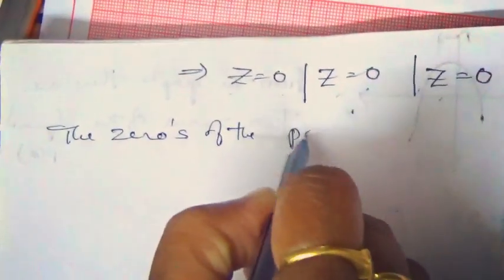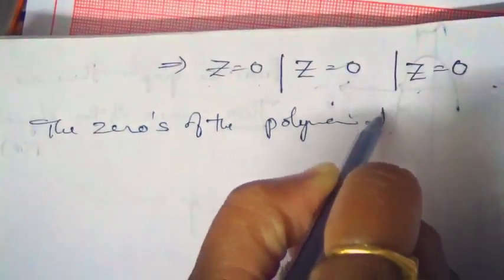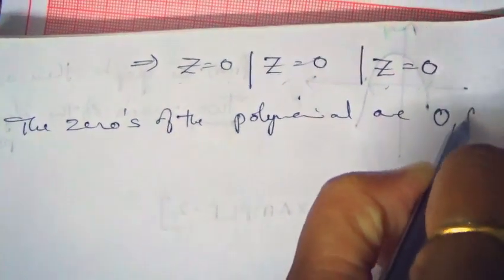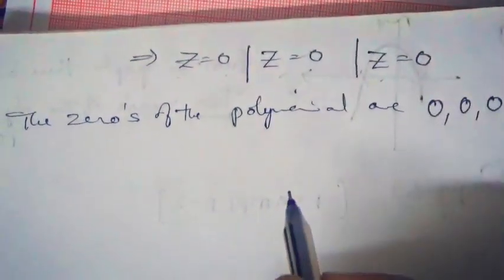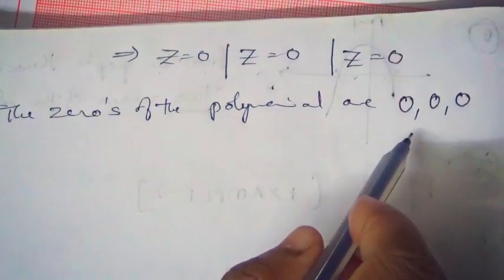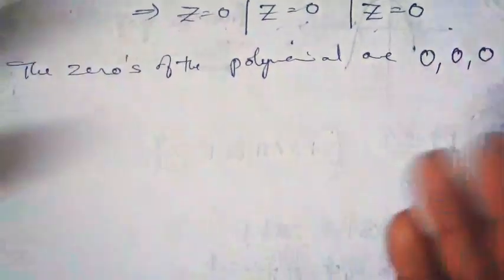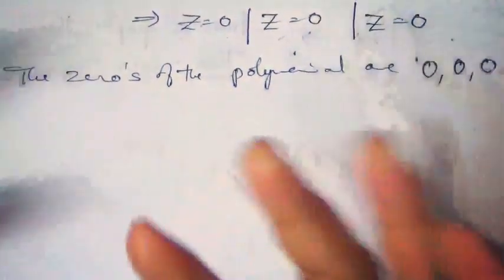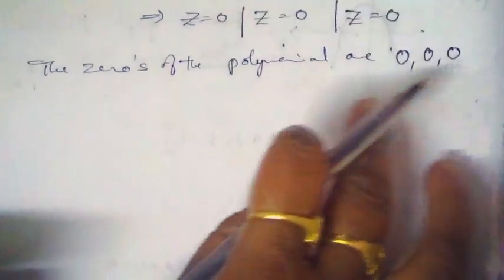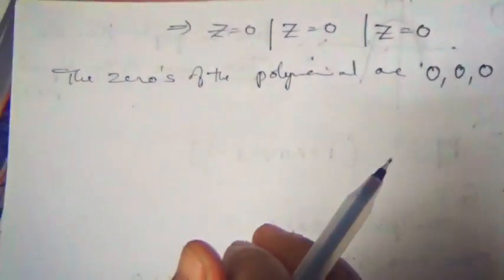The zeros of the polynomial are 0, 0, 0. These are the 3 zeros of the given polynomial. These 3 are equal, no? Hence we can say the 0 of the polynomial is 0. Why? Because these 3 are equal. Hence we finished this example 2.